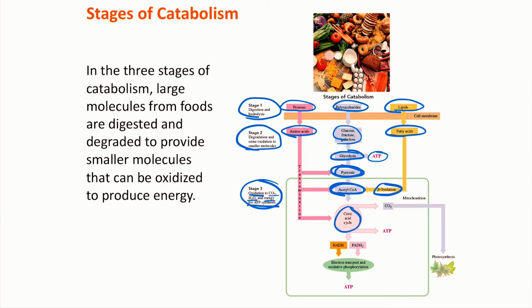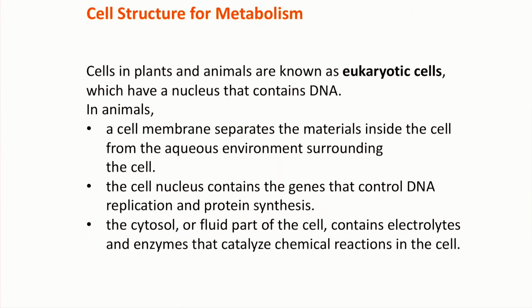Notice that in the entire process there are 3 ATP molecules being produced. You have one ATP molecule produced in glycolysis, one ATP molecule produced in the citric acid cycle, and one ATP molecule produced by the electron transport and oxidative phosphorylation. So these are the 3 ATP molecules that are produced in the cycle here.